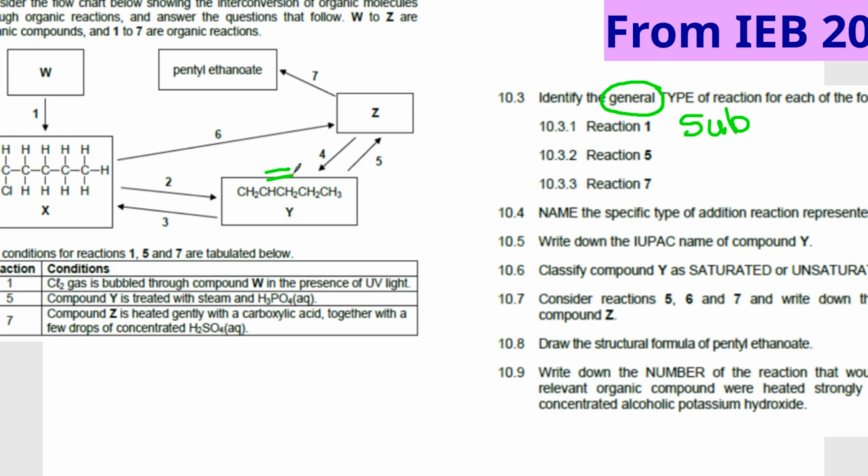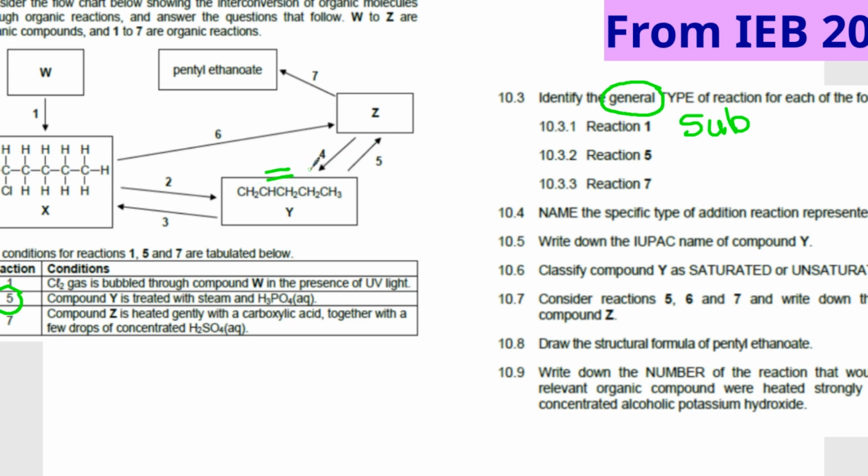That you should have seen very quickly. So we're going from something that has a double bond to something else. Let's see what they say here. For question 5, they say compound Y is treated with steam and H3PO4. Now, what we do, there's a double bond, so we can add something.